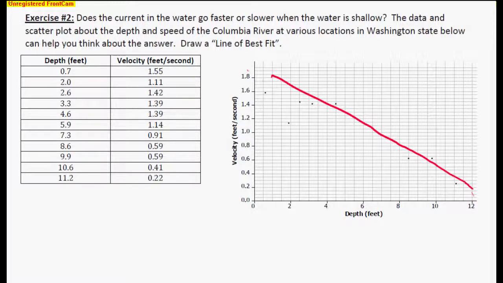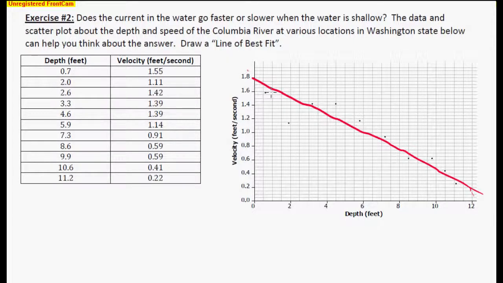Okay? I really want to get a better line. And this may happen sometimes, that you have to erase your line and redraw it. What if I drew it maybe like that?